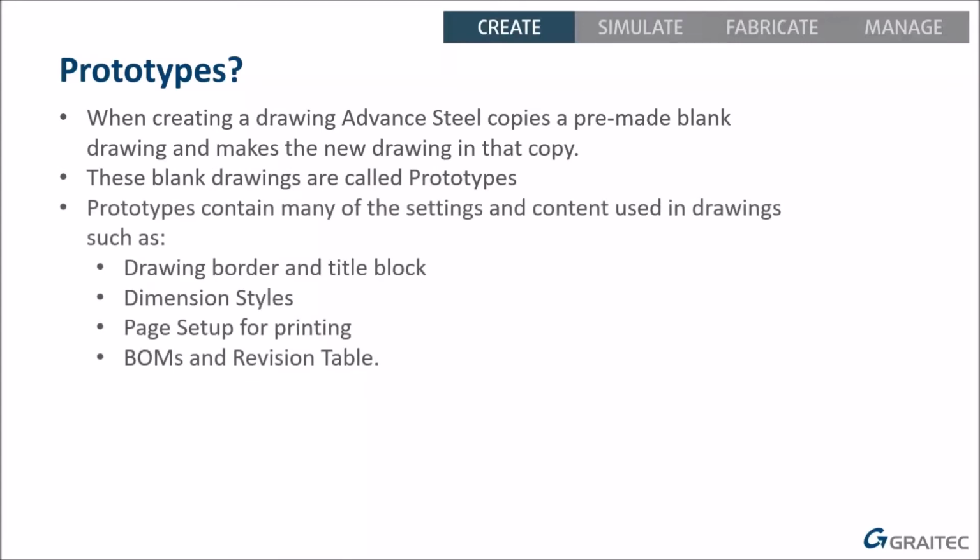Prototypes hold many different aspects, and they control a lot about the appearance of your drawing. Most obvious is the drawing border and the title block. They're already drawn inside the prototype. But you also have things like the dimension styles that are used. So do you use arrowheads, tick marks, or what? How to print that drawing, the default print settings, and the bills of materials on the drawing and the revision table on the drawing and so on. They all come as part of the prototype.